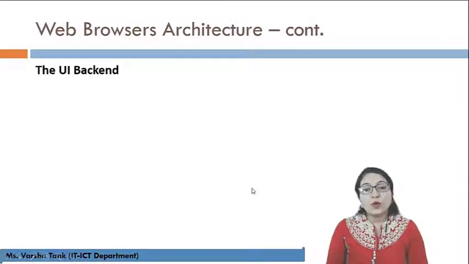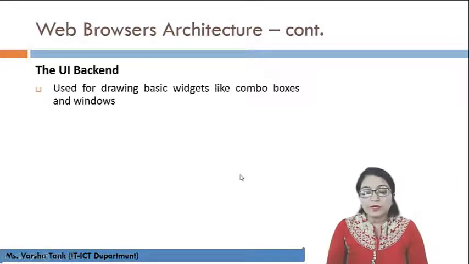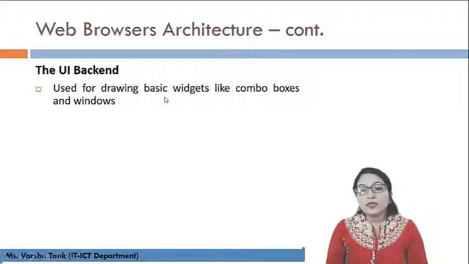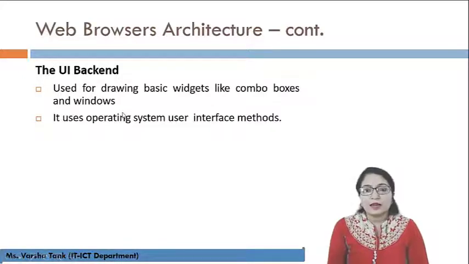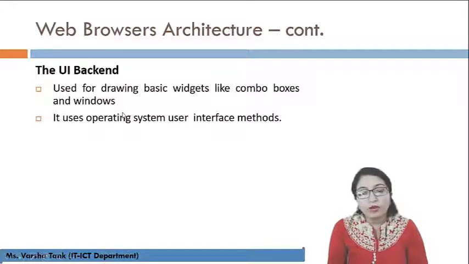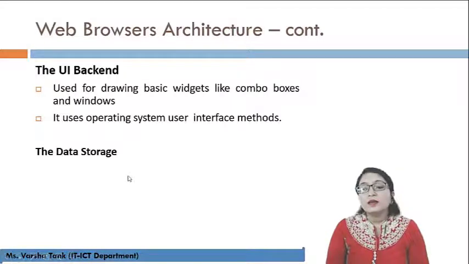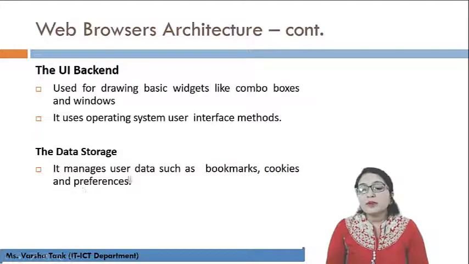Now next one is the UI backend. What is the use of this? It is used for drawing the basic widgets like combo boxes and windows widgets, anything like a button or a text box. For any type of widgets, for the drawing purpose, we can use this UI backend. It uses the operating system user interface methods. Next one is the data storage. It manages the user data such as bookmarks, cookies, and preferences.